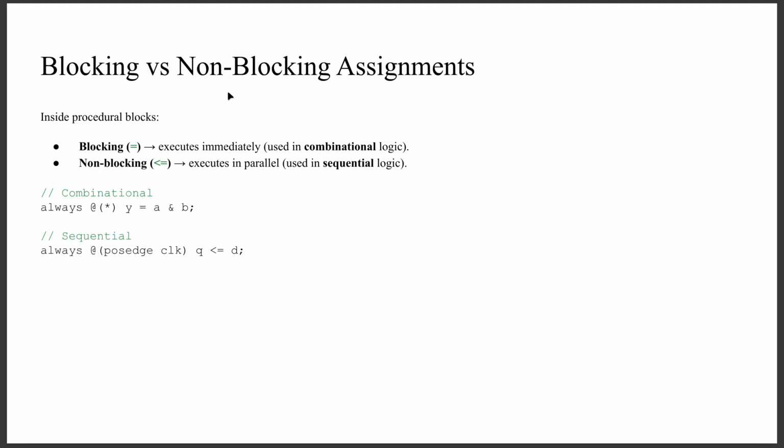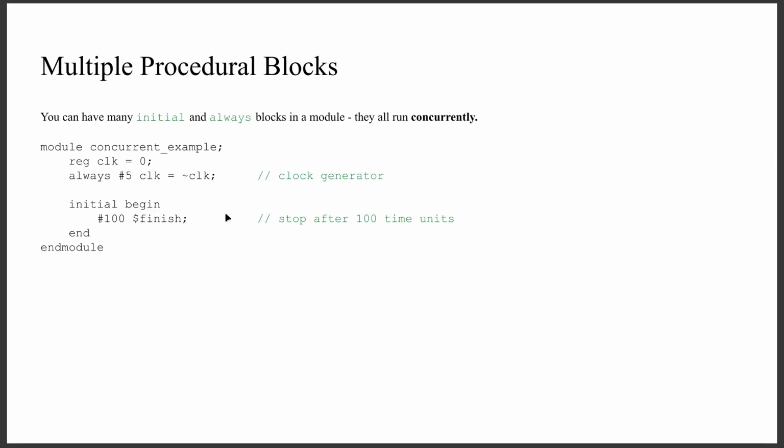Blocking versus non-blocking assignments. So this is very, very important. We use blocking assignments, which execute immediately. It is used in combinational logic, with the equals sign. In non-blocking, we use the arrow equals, which executes in parallel, and is used in sequential logic. So here's a combinational example, and here's a sequential example.